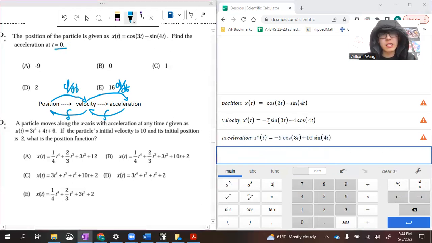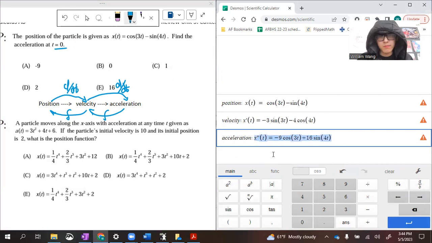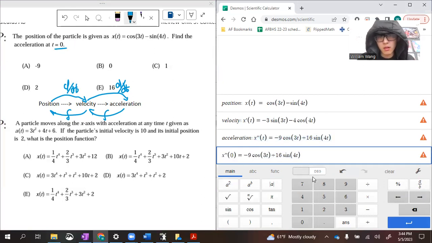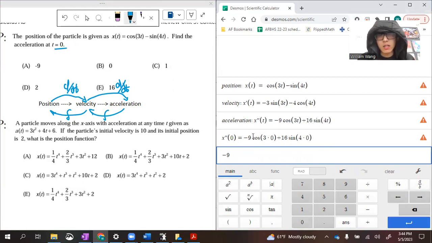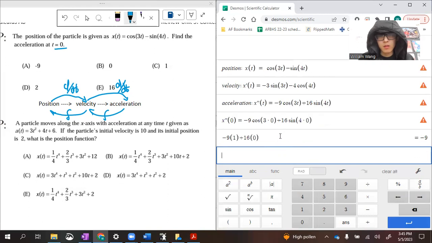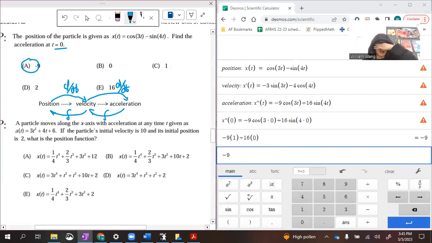Now I'm going to find the acceleration at t equals 0. So I'm really taking this equation, and I'm going to plug in 0. So I plug in 3 times 0, sine of 4 times 0. All right, let's keep going. Negative 9, that's cosine of 0. Cosine of 0 is just 1. Plus 16 times sine of 0. Sine of 0 is 0, so it's 16 times 0. Well, that just simplifies to negative 9. So my answer choice is going to be A, negative 9.